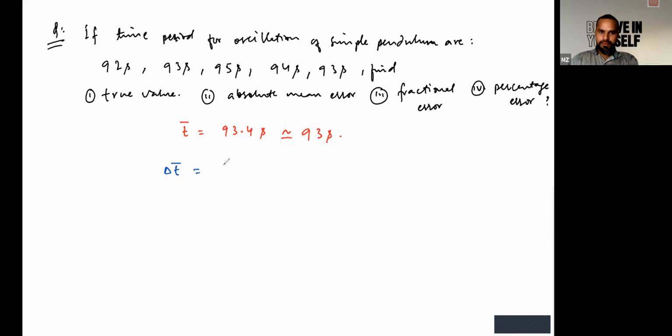So delta T bar would be equal to 93 minus 92, it would be 1, 0, plus 2, plus 1, plus 0, and 4 divided by 5. So it would be 4 divided by 5. It would be just 0.8. Is it clear, Ifra?